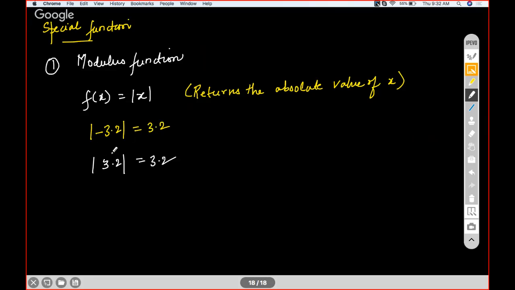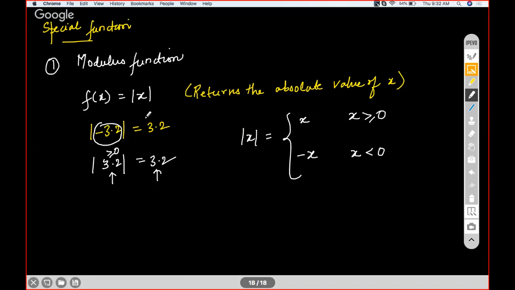So if I have to define this function in a simpler way without using these parallel lines, I would define this function like this. This function would return x to you if x is already a positive quantity. For example, when I put 3.2, it returned 3.2 to me because 3.2 was already a positive quantity. But when it is a negative quantity, this will return negative x to you. So when x is already a negative quantity, it will return negative of the x value. That is negative of negative 3.2, which is 3.2.